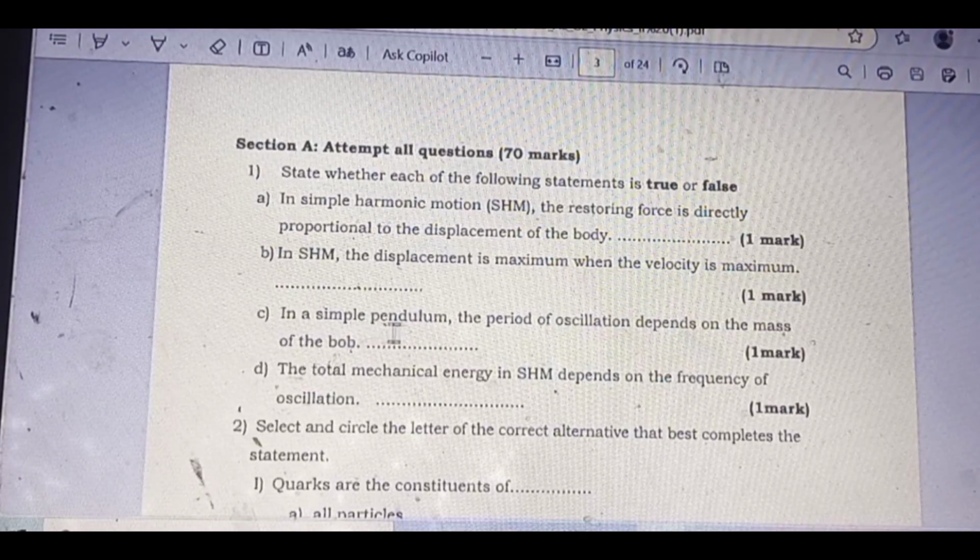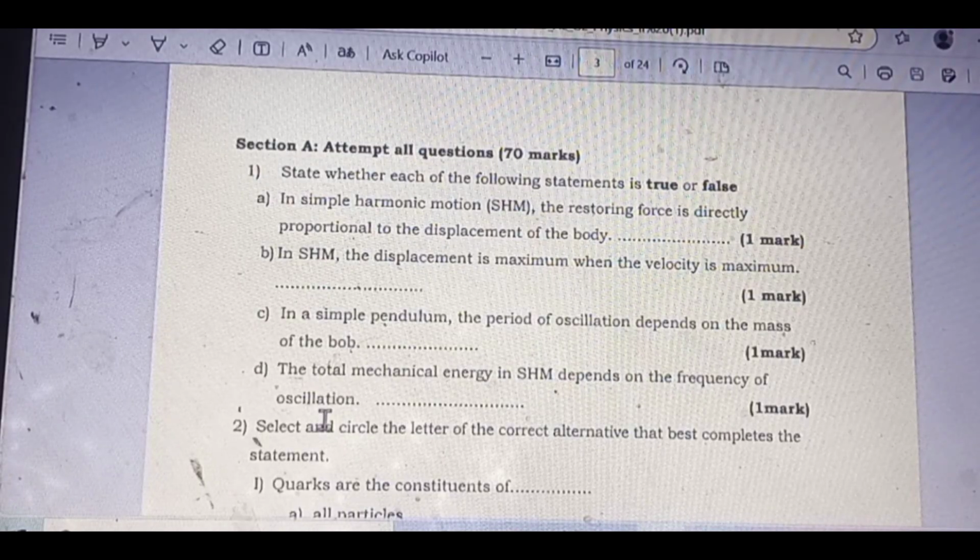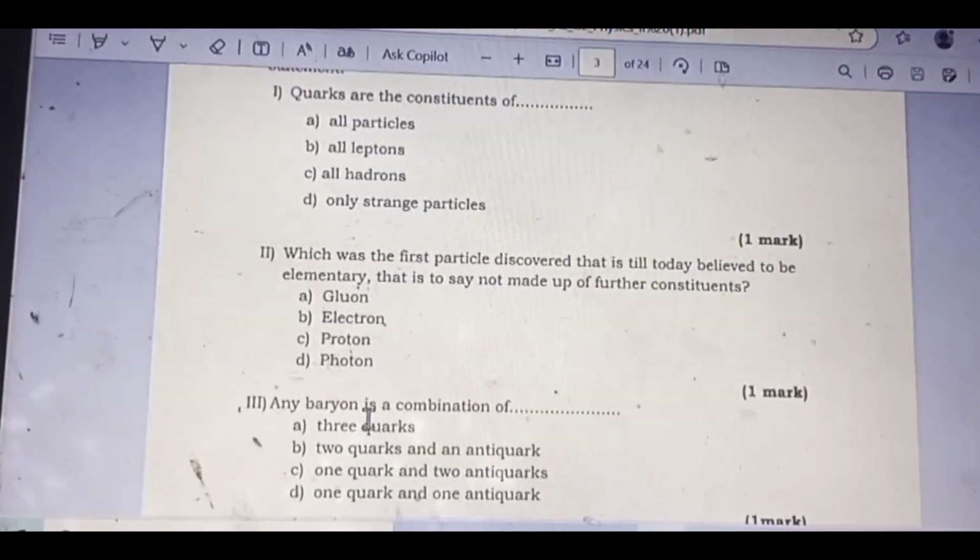C. In a simple pendulum, the period of oscillation depends on the mass of the bulb. The correct answer is false because the period of a simple pendulum depends only on length and gravity. D. The total mechanical energy in simple harmonic motion depends on the frequency of oscillation. The correct answer is false because total energy depends on amplitude, not frequency.